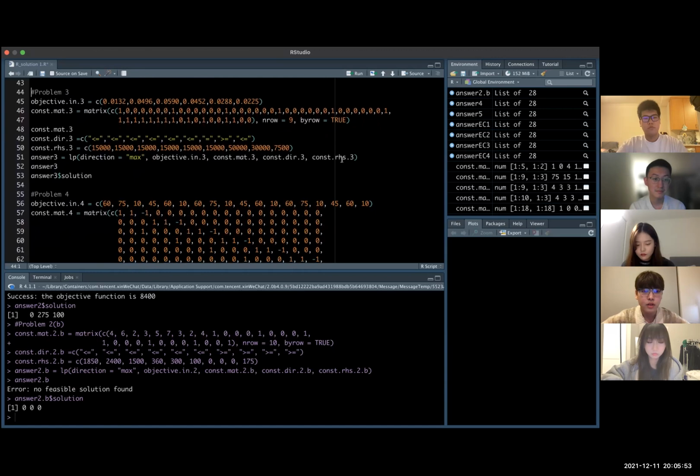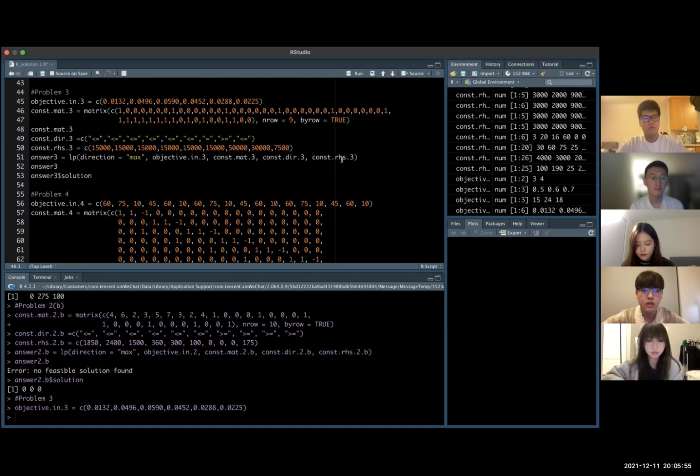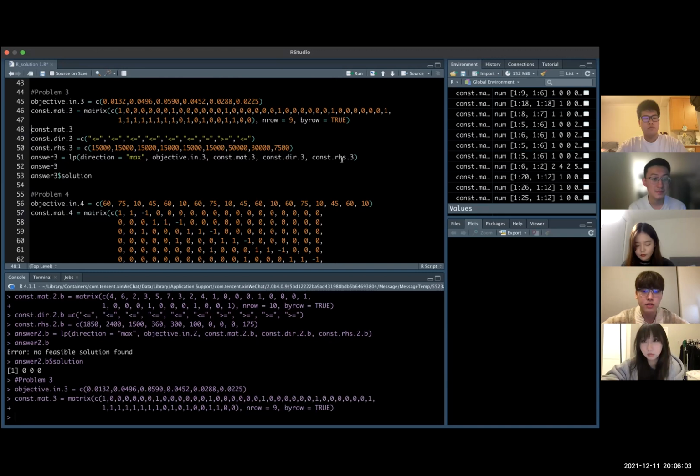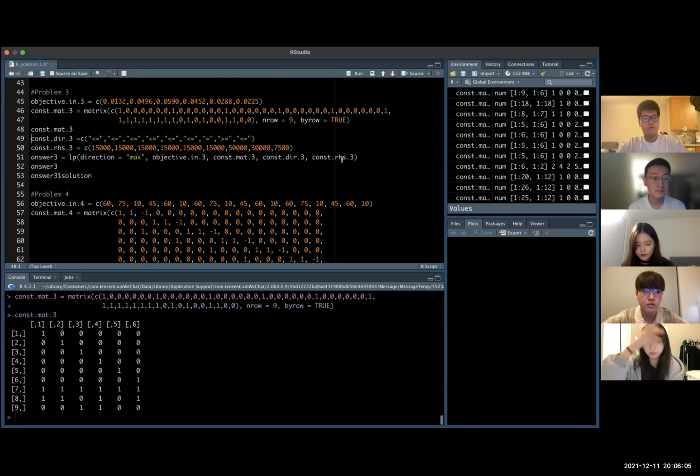First, we create objective in 3 with content of the return rate of 6 kinds of stocks. And then we assign const math 3 with a matrix of different constraint left-hand sides. 6 numbers as a row respectively represent invest NO, invest VE, invest MB, invest ER, invest DE, invest CE, total investment, and maturity stock investment, and fair stock investment.